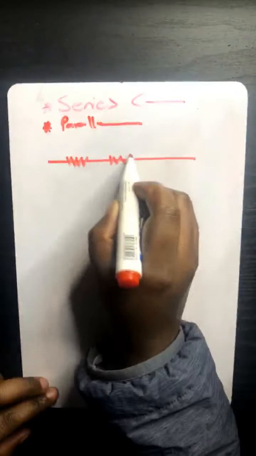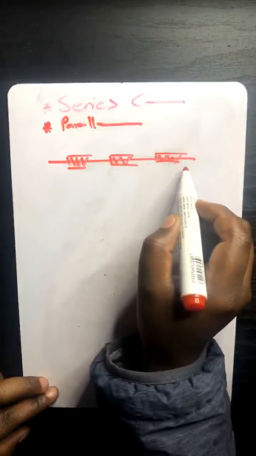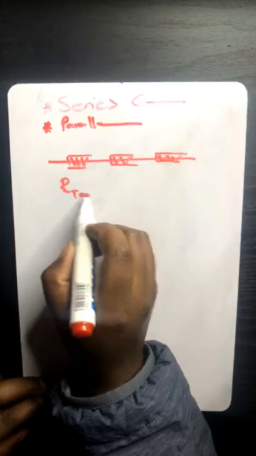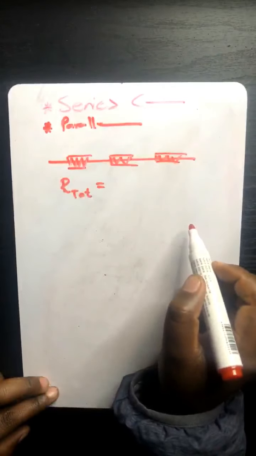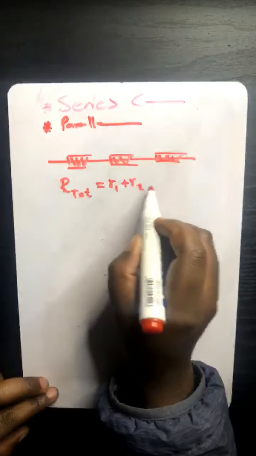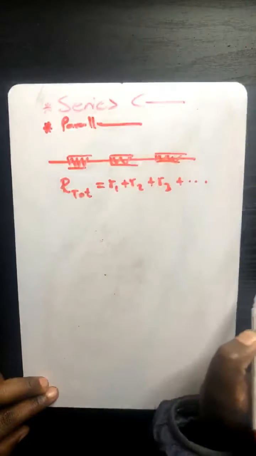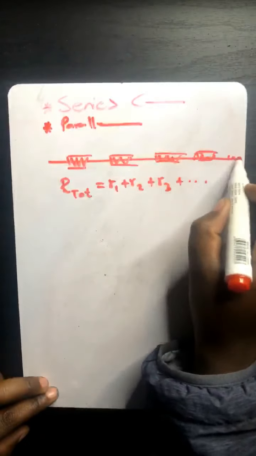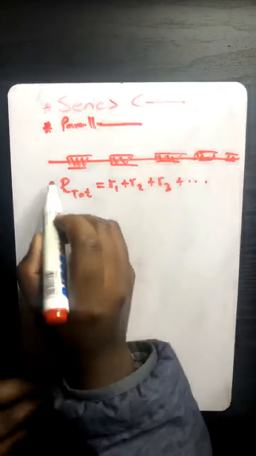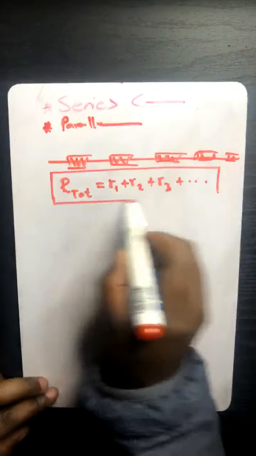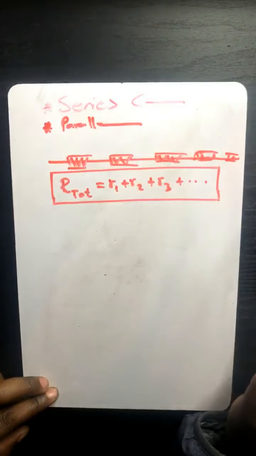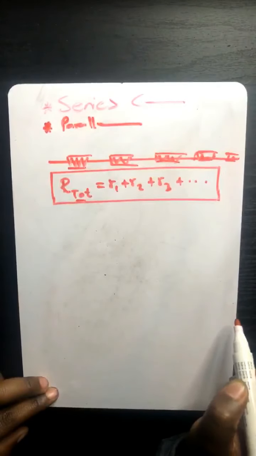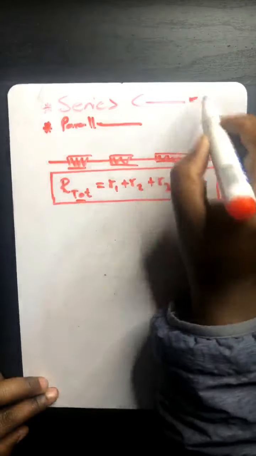Something that you guys need to be aware of is that if you have a wire and you've got multiple resistors connected along that wire, this is the type of connection that we call a series connection. The total resistance can be calculated as R1 plus R2 plus R3 plus any other resistors which might be connected there. If we add some more, you just add them. Most importantly, we only have one formula to calculate the total resistance. So this is series connection.